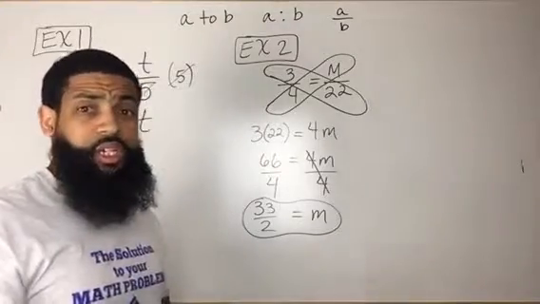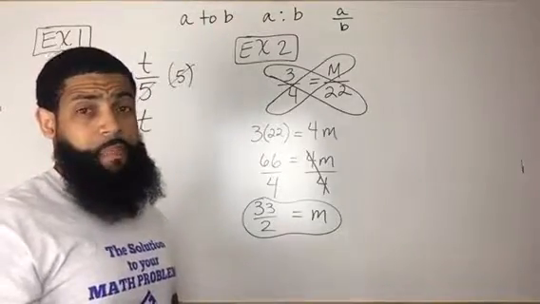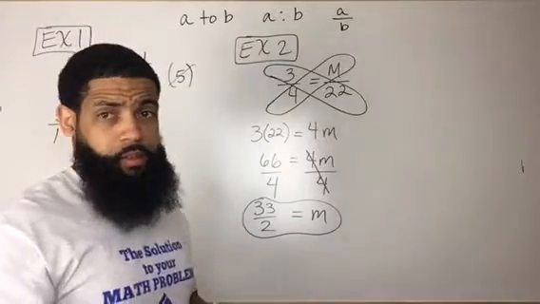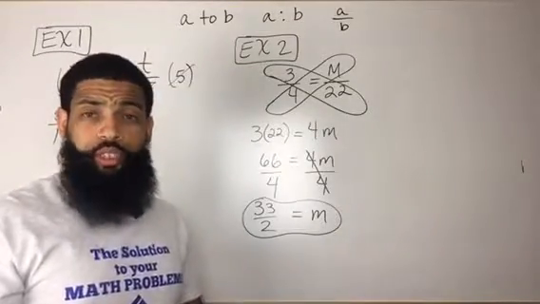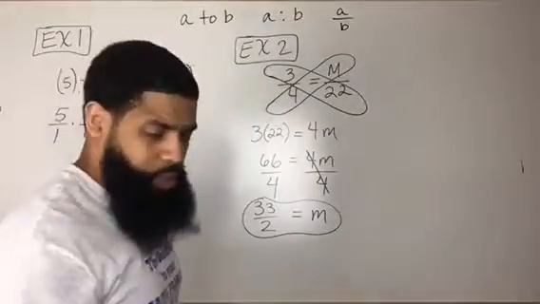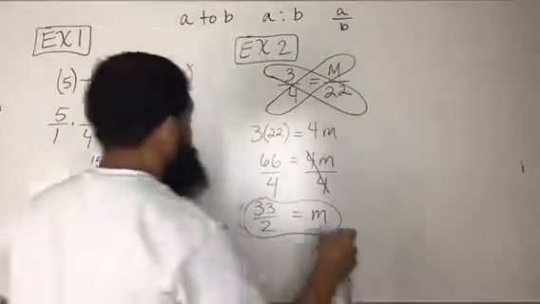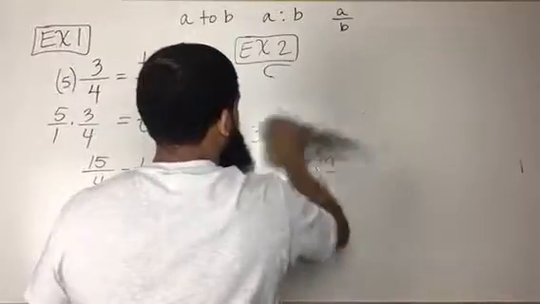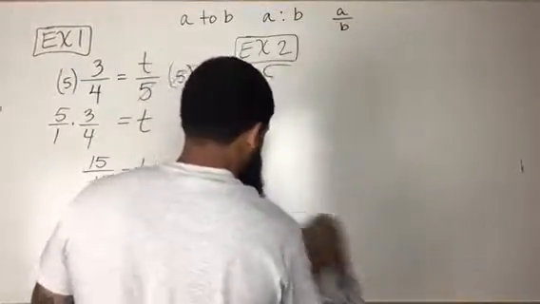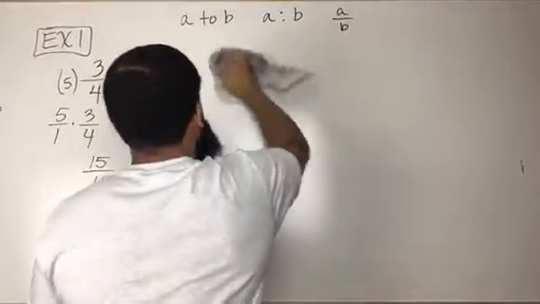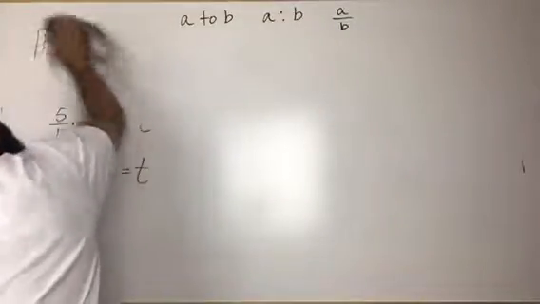Now, there's another type of ratio or proportion that we want to solve, and this one is slightly different. So let's get rid of one of these. Let's say we have a little more going on in these.